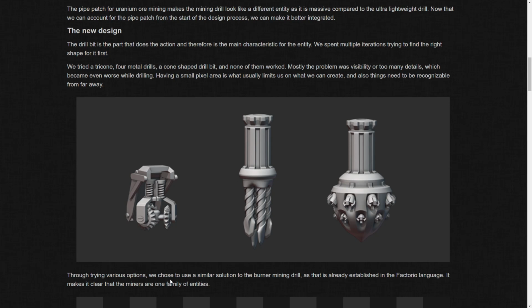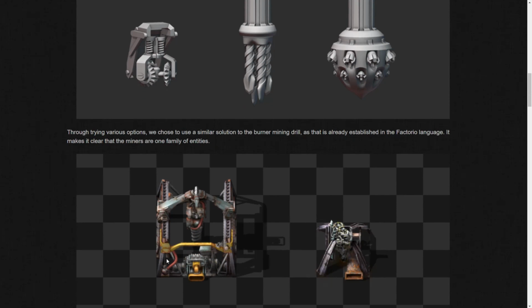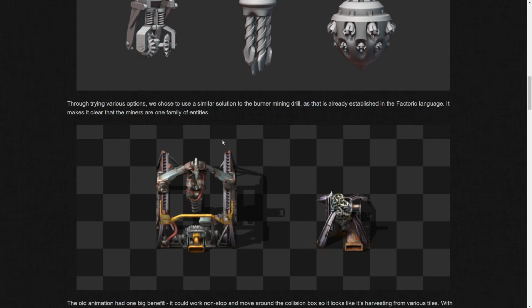Trying various options, we chose to use a similar solution to the burner mining drill as that is already established in the Factorio language. It makes it clear that the miners are one family of entities. As you can see, pretty much just a standard cone spiral-esque design here. And we see the first iteration and look of what the new electric mining drill looks like, which is much more similar to the icon that we were confused about last week.